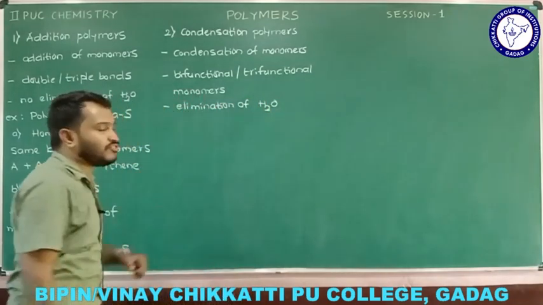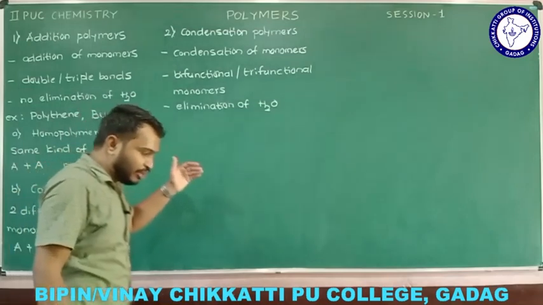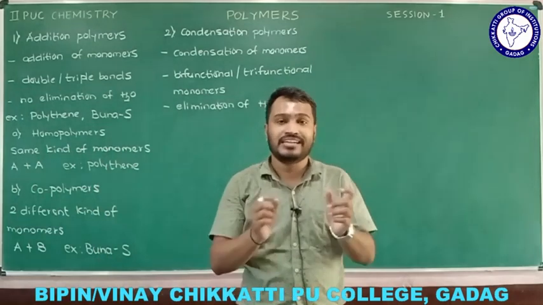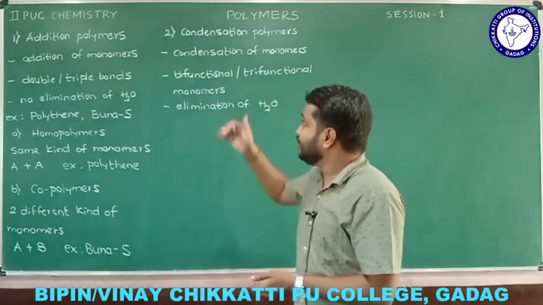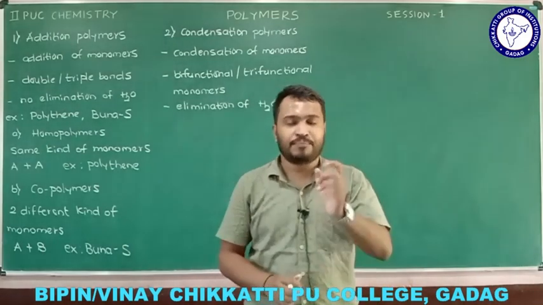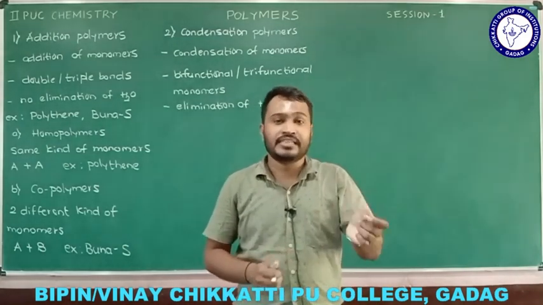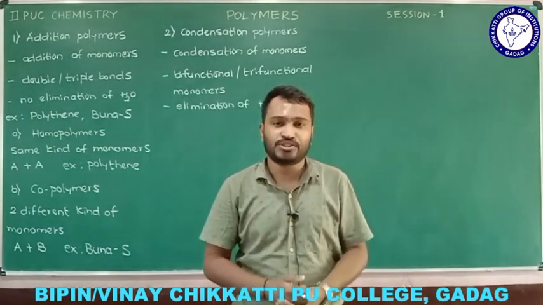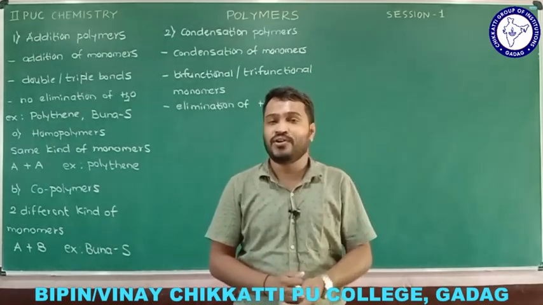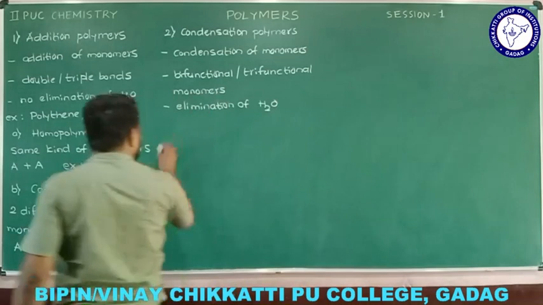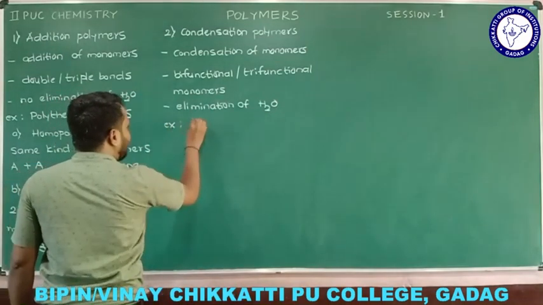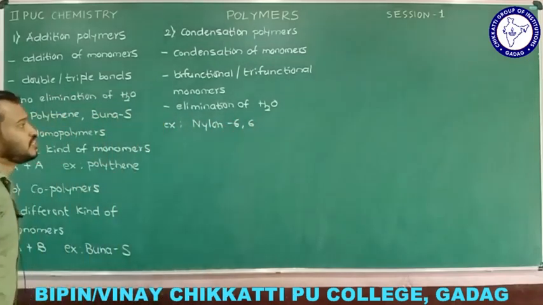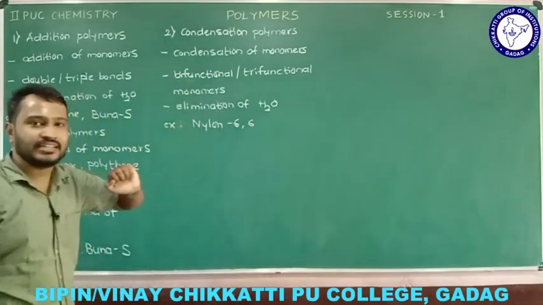Water is going to be removed while writing the reaction, and that is one of the very important properties related to condensation polymers, and that is how we can define them. The polymers in which there is condensation of bifunctional or trifunctional monomers with elimination of simple molecules like water, we call condensation polymers. One example I am going to write here is nylon 6,6. So nylon 6,6 belongs to condensation polymers.